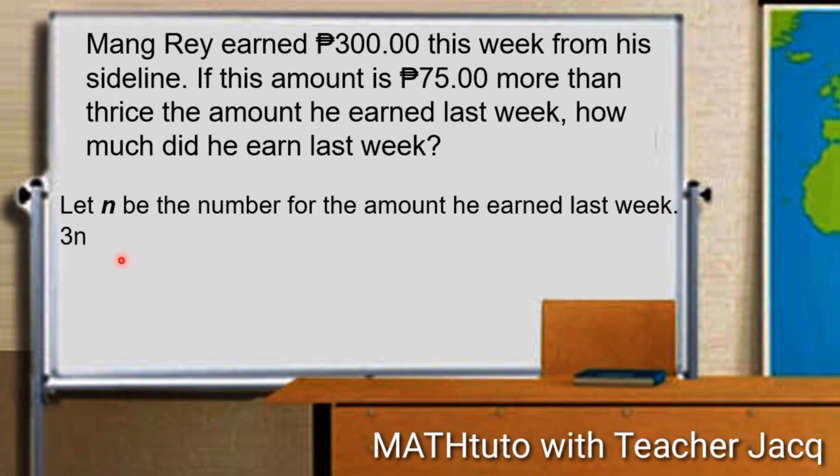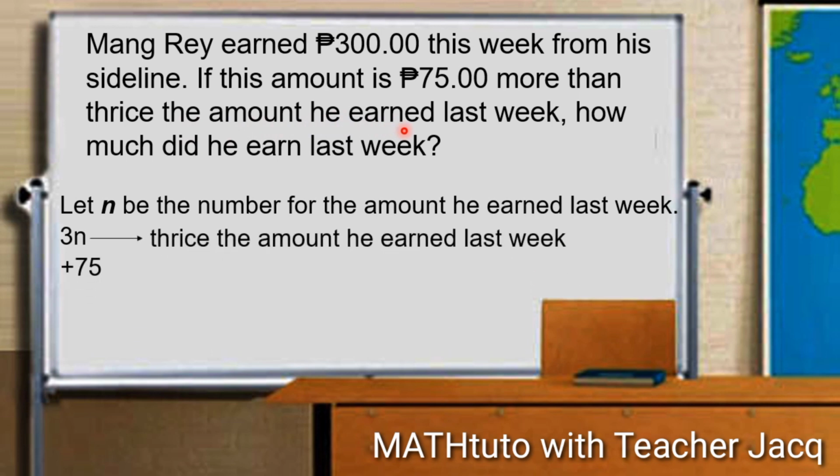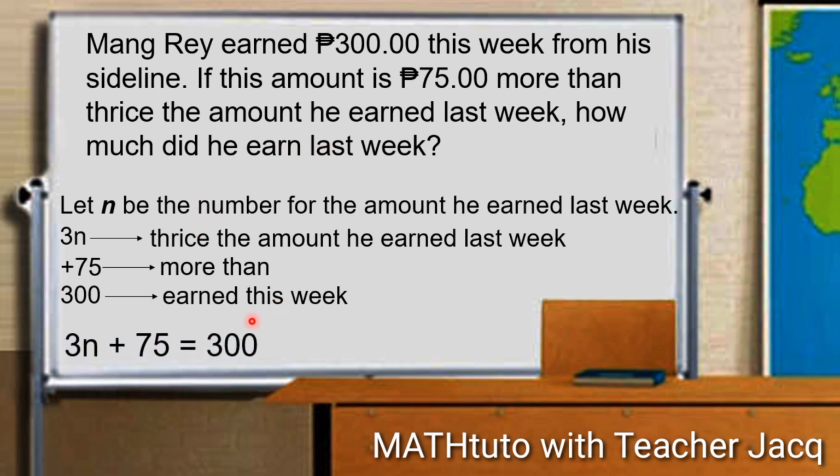Next, meron tayong given na 3n. Saan natin nakuha si 3n? Ito yung thrice the amount he earned last week. Next, we have plus 75. Ito naman yung may more than. Kaya, kapag sinabing more than is dagdag, kaya plus. And then, yung 300, ito naman yung na-earned ni Mang Ray this week. So, ayusin ngayon natin para makabuo tayo ng equation at mahanap natin yung value ng ating variable. So, we have 3n plus 75 equals 300.